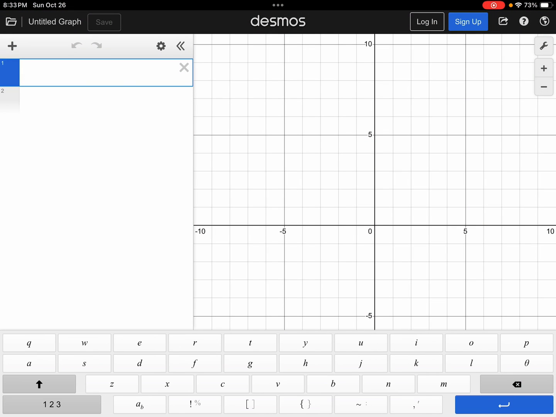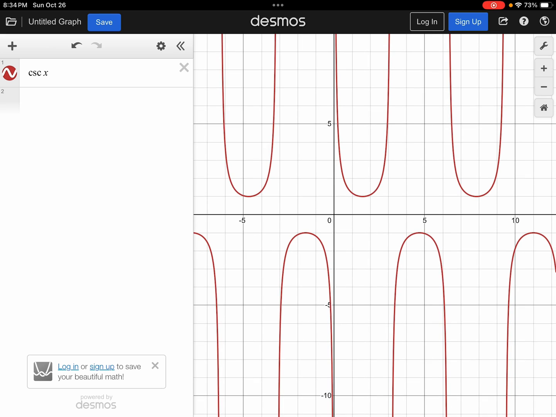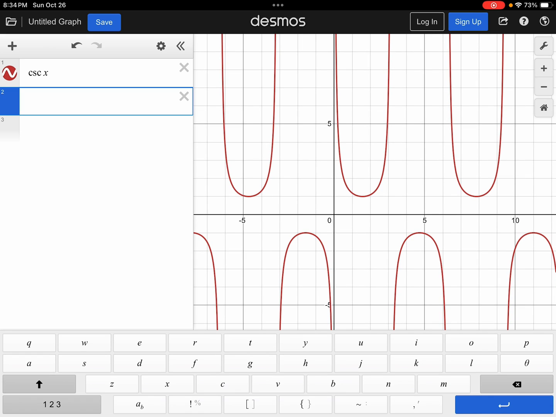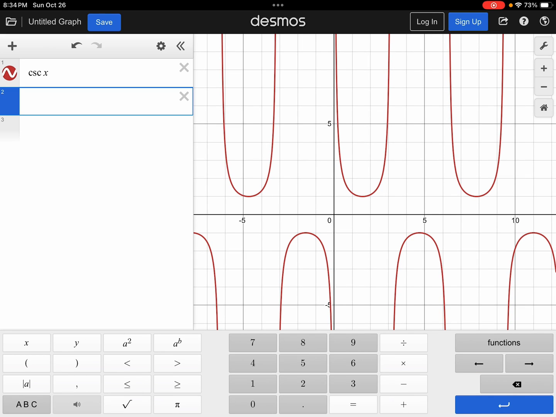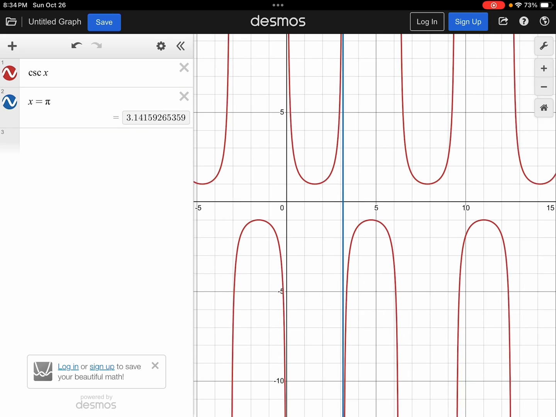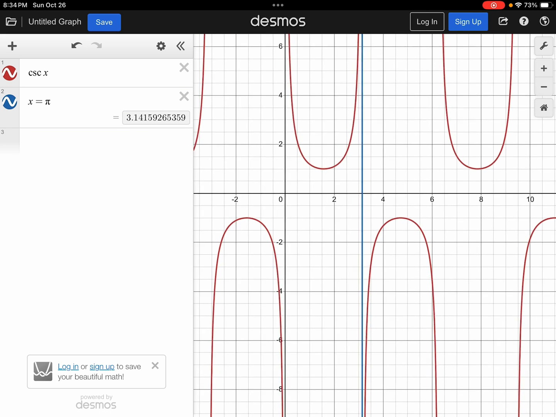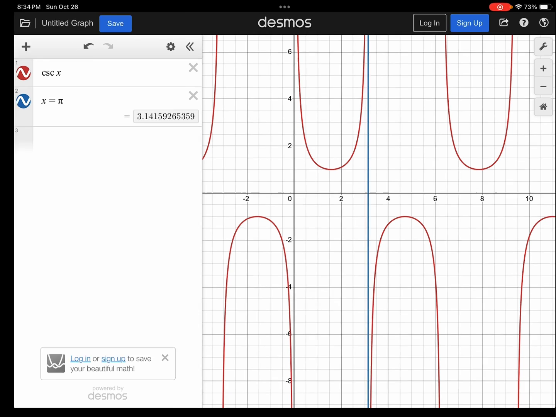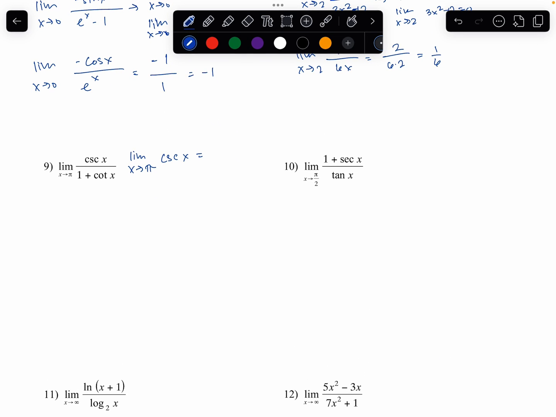Maybe, yep. So we'll do cosecant of x. So here's cosecant of x, and we're evaluating the limit at pi. So I'm going to draw a vertical asymptote at pi. So you can see that we have an asymptote on the left and on the right. So the limit as x approaches pi is definitely going to be positive.